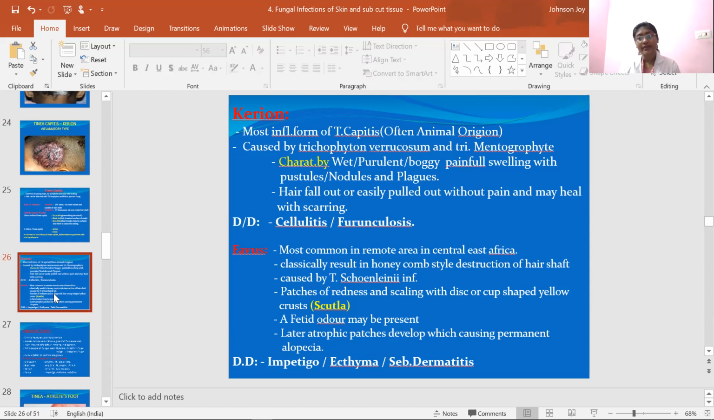Now coming to favus. Favus is another inflammatory type of tinea capitis which also heals by scarring. It is most common in remote areas of Central and East Africa. Classically, it results in honeycomb-style destruction of the hair shaft, caused by Trichophyton schoenleinii infection. There are patches of redness and scaling with a disc or cup-shaped yellow crust, or scutula. A fetid odor can be present. Later, atrophic patches develop, which cause permanent alopecia. The differentials are impetigo, ecthyma or seborrheic dermatitis because of the scaling. For Kerion, the differentials are cellulitis or furunculosis.